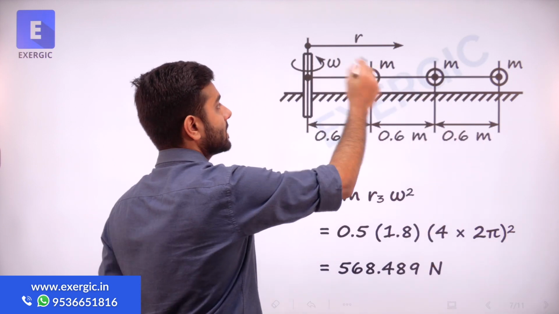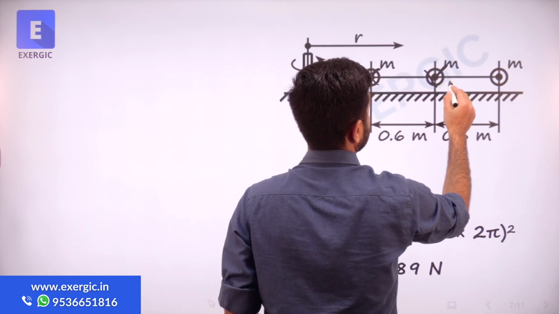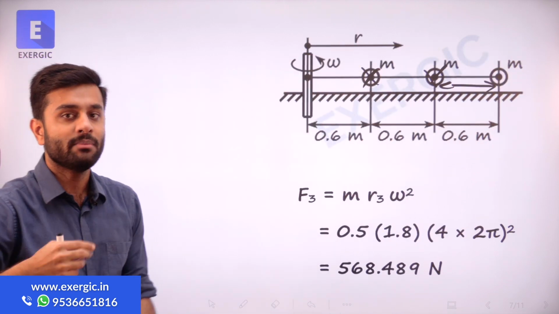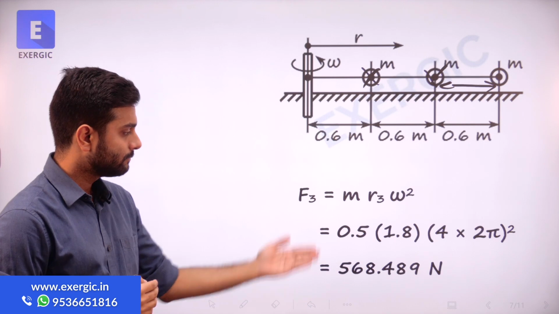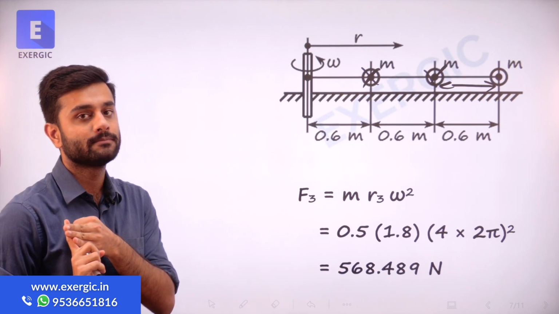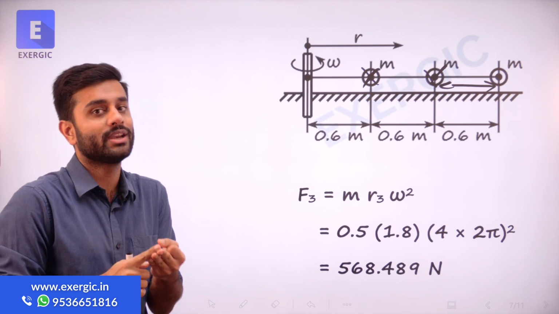Similarly, for the third section, this is not there, this is not there. In the third section, only the effect of this mass will be there, which is m times 1.8 times omega square. Put the value, get the answer. F1, F2, F3 you have found out. Now the stress value you need to find out.